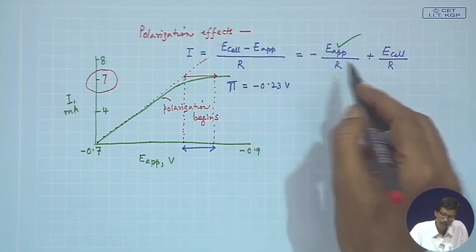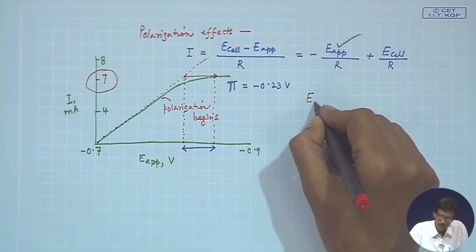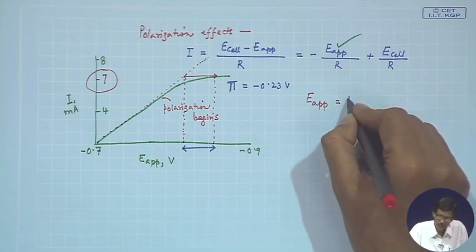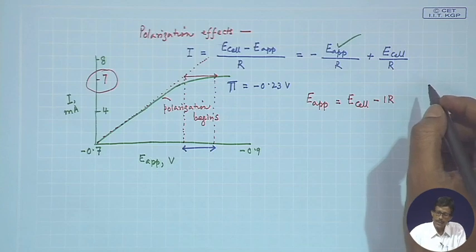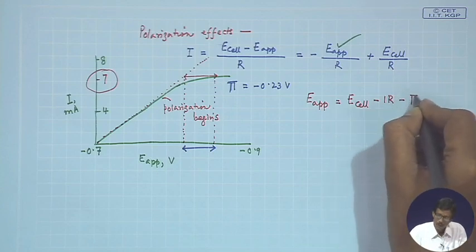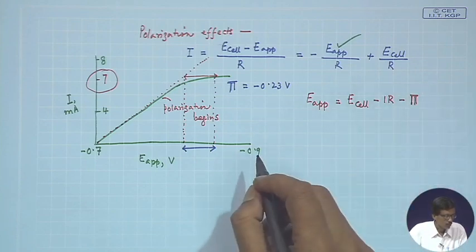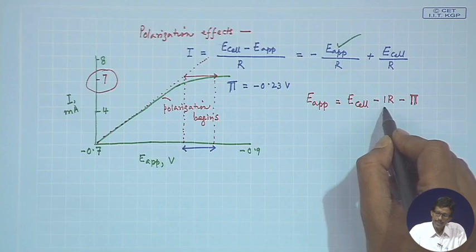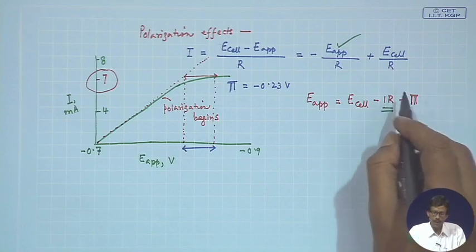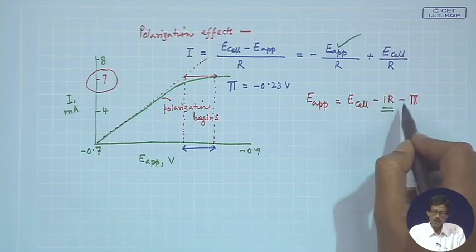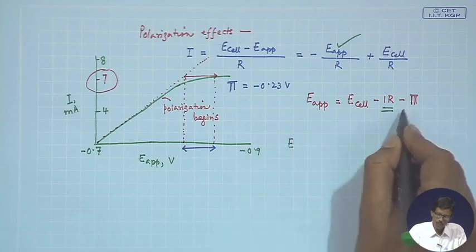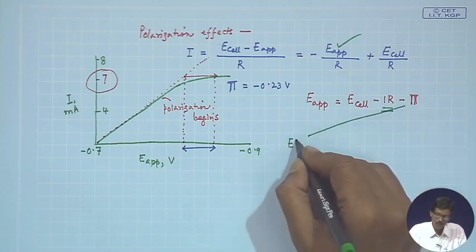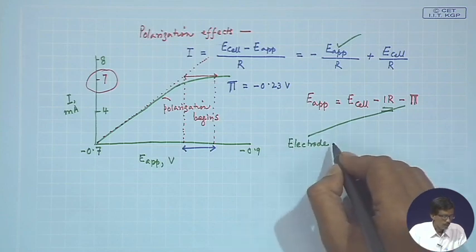So, the equation we were looking at is that E app is therefore E cell minus IR drop, the ohmic potential we have discussed earlier, plus the Pi value, that means the polarization effect. As we have seen, the IR drop or ohmic potential is due to the solution of the electrode cell system, but the polarization Pi is the electrode phenomena.